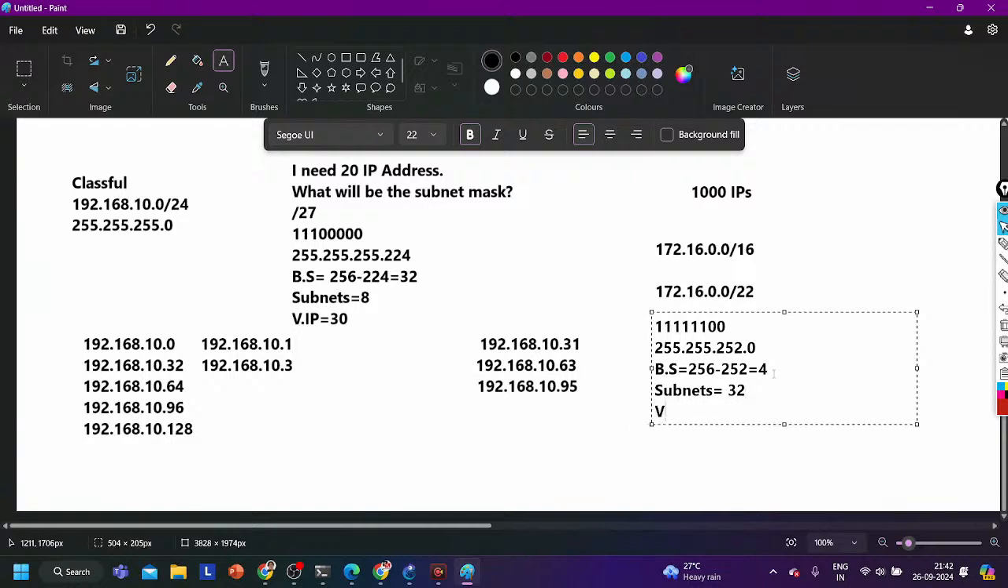And valid hosts or valid IPs: 2 power H minus 2. H is 10, so host bits are 10, right? So 2 to the power 10 is 1024, minus 2 means 1022. How many IP addresses do you need? 1000, right? So this is the perfect match.